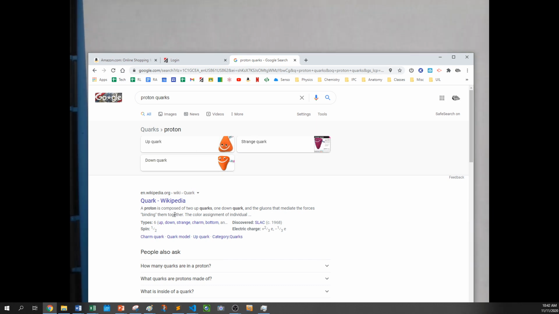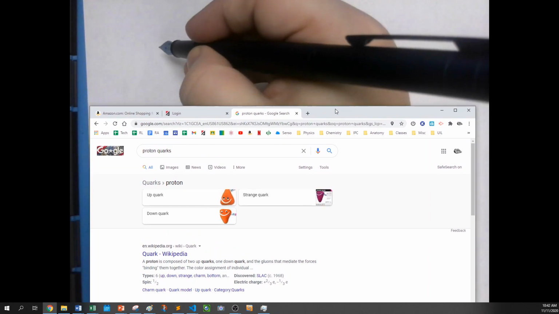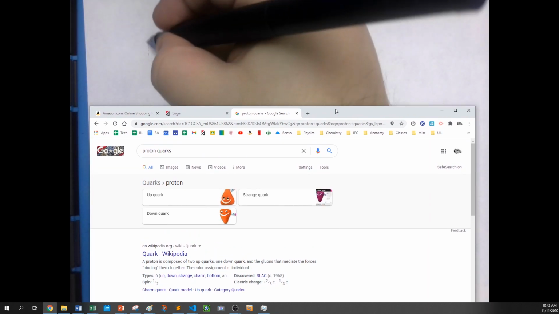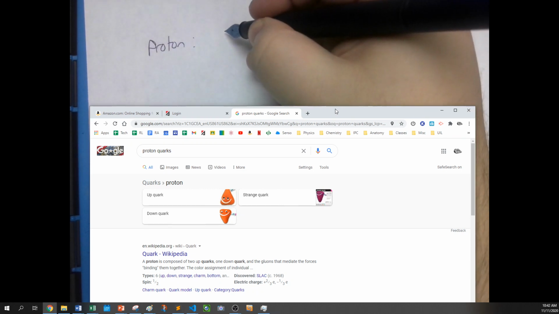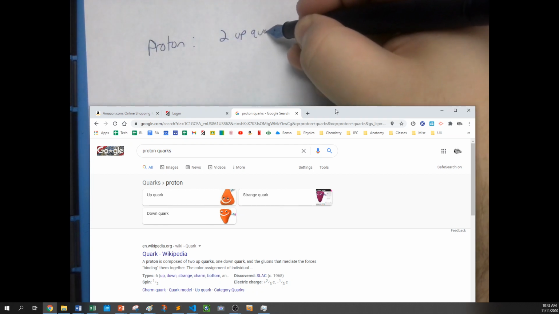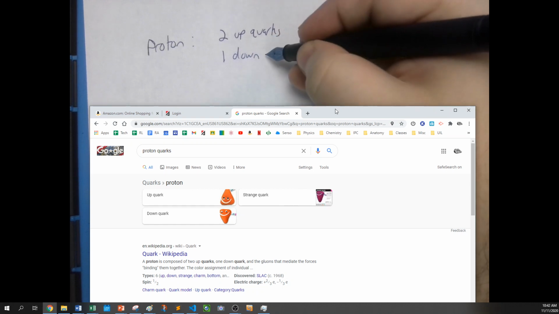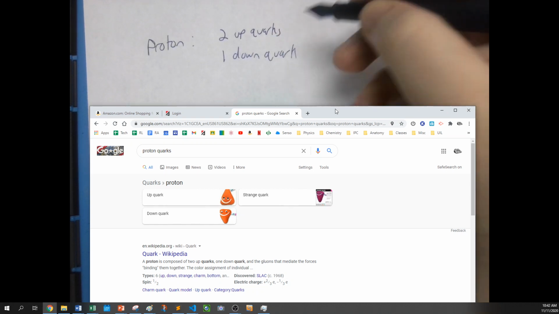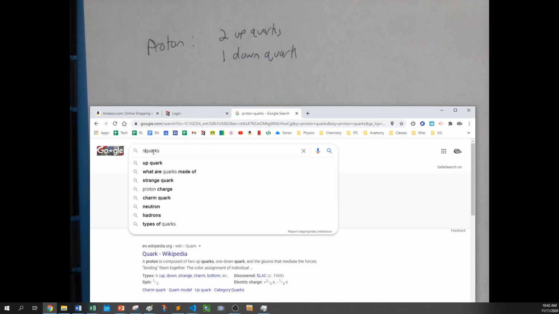So a proton is, again, you don't need to know this, a proton is actually 2 up quarks and 1 down quark. So there are actually particles smaller than a proton.